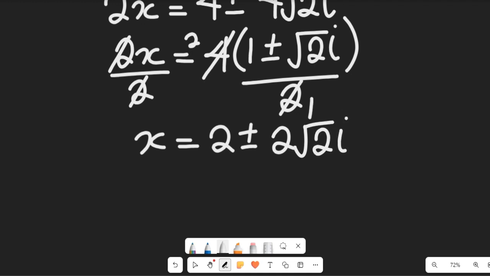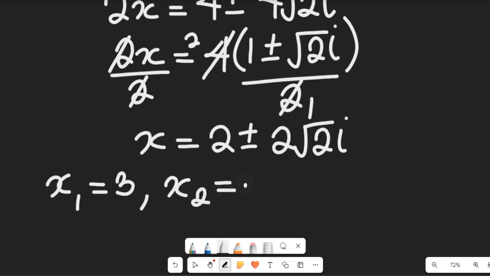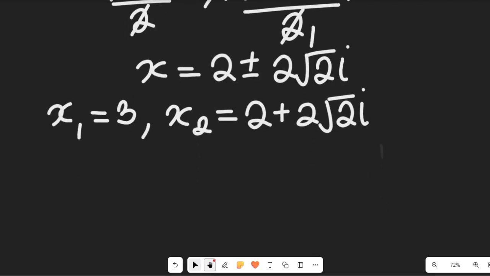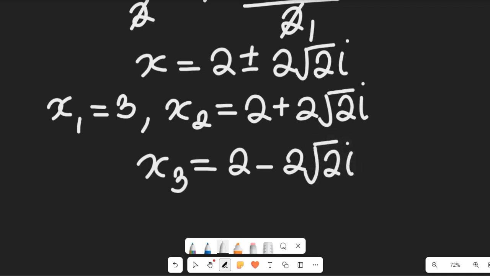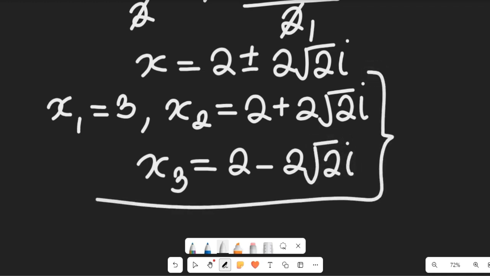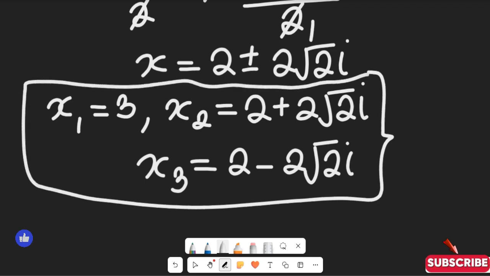Great. So the value of our x1 was equal to -3, right? And then our x2 can be equal to 2 plus 2 root 2i, and the value of our x3 can be equal to 2 minus 2 root 2i. And these are the possible solutions to that math question given to us up there.